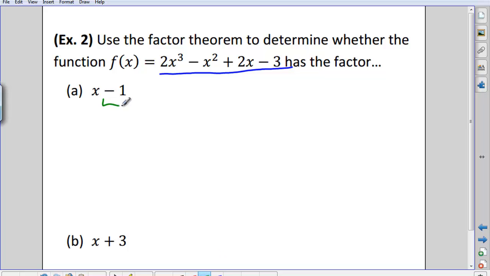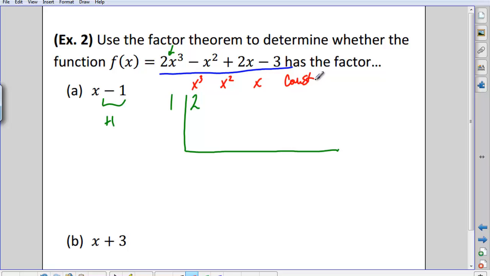Here's a minus 1, so I'm going to put a positive 1. And then for my coefficients, starting with the highest power of x, that's 2x cubed. Remember we're going to go x cubed, x squared, x, and then the constant. For x squared, we have a minus 1, right? There's an understood 1 there, plus 2, minus 3. Just taking those coefficients.